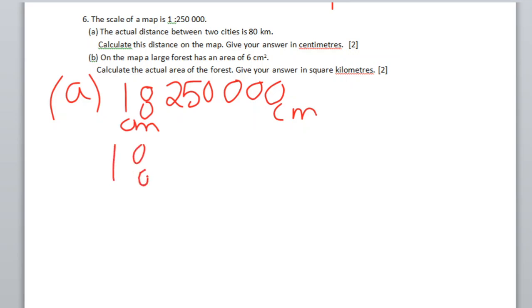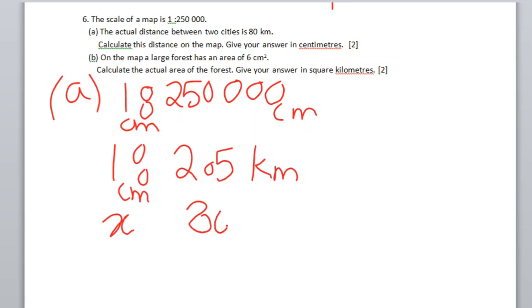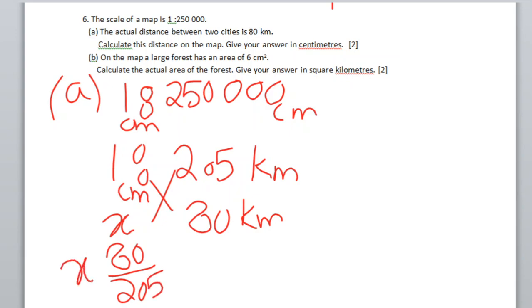So 1 centimeter ratio 50,000 divided by 100,000 becomes 2.5 kilometers. So 1 centimeter ratio 2.5 kilometers. We have the ratio in a different form. Calculate the distance on the map. Give your answer in centimeters, and the actual distance between the two cities is 80 kilometers. Cross multiply, 80 divided by 2.5 will be equal to x. 80 over 2.5 gives us 32 centimeters.